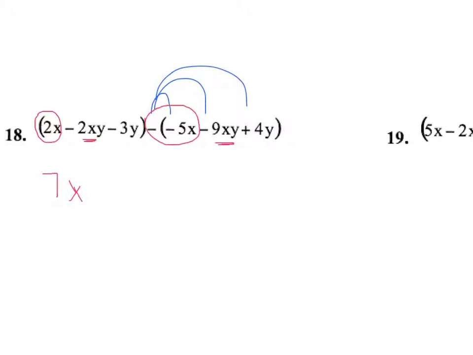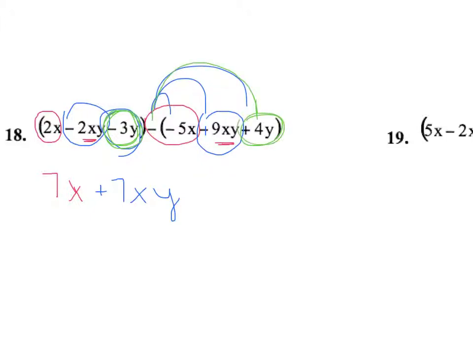Then maybe I'll do the xy's now. That and that. Again, I've distributed the negative to the 9, so it's a positive. So negative 2 plus 9 is plus 7xy. And then finally, negative 3y and negative 4 because I have distributed, so I'm going to have negative 7y.